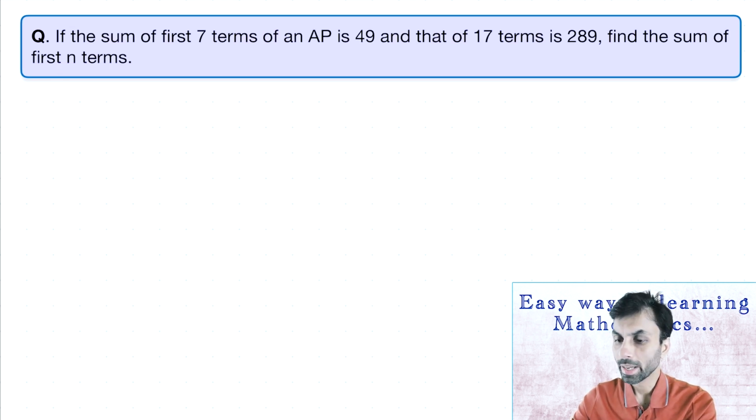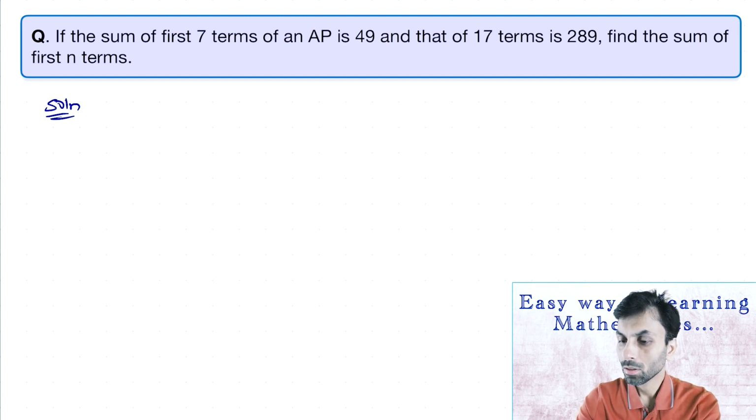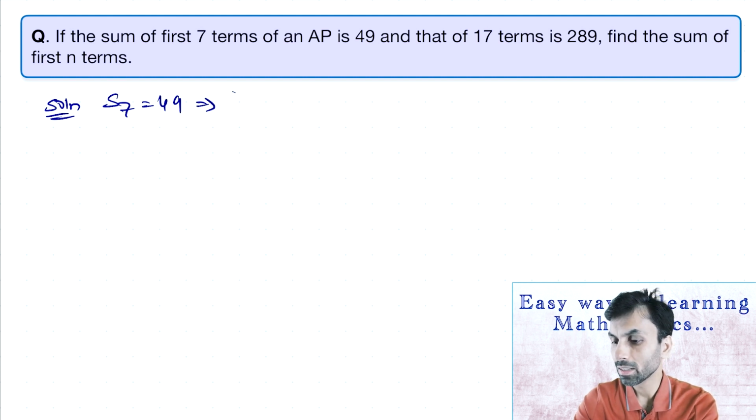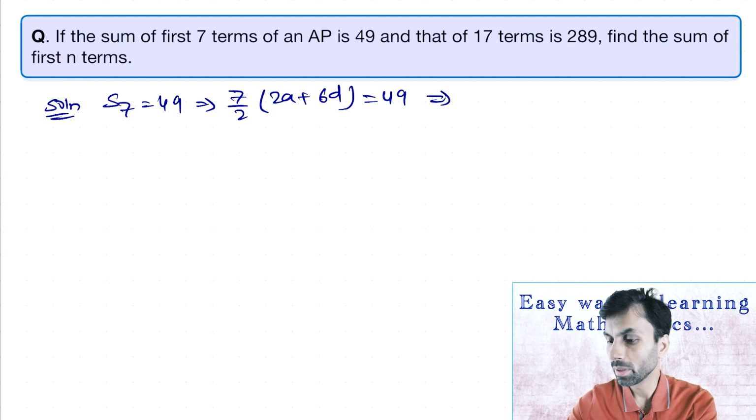The next question is, if the sum of first 7 terms of AP is 49 and that of 17 terms is 289, find the sum of first n terms. So it is given the sum of first 7 terms, that is S7 is 49, which we can write as 7 by 2 into (2a plus (7 minus 1), that will be 6d) equals to 49, which further can be written as, if we take 2 common from the bracket, we'll get 7 into 2 upon 2 into (a plus 3d) equals to 49.